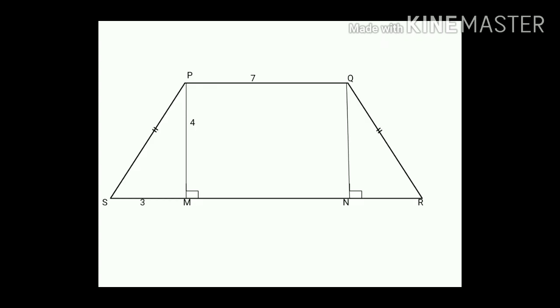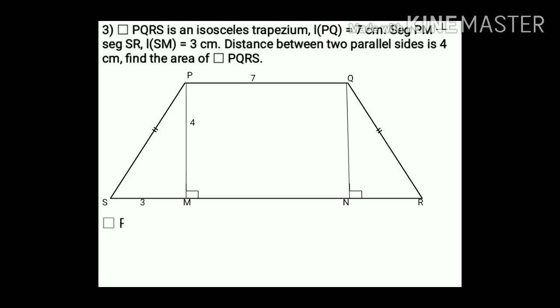Now question number 3. This is the last question of this exercise. Quadrilateral PQRS is an isosceles trapezium. Length PQ equal to 7 cm. Segment PM perpendicular to segment SR. Segment SM equal to 3 cm. Distance between two parallel sides is 4 cm. Find the area of quadrilateral PQRS.